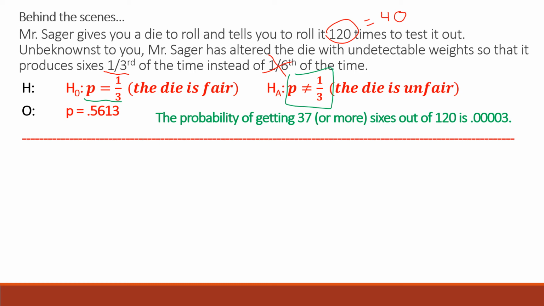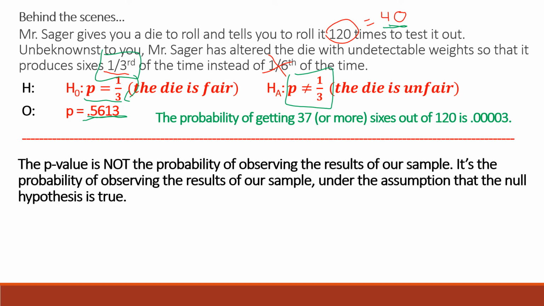So in other words, under the assumption that the die is fair, our results are incredibly unlikely. We would never see that many sixes. But under this new reality, the fact that I've changed the proportion of sixes from this die to 1/3, our results aren't unlikely at all. In fact, we would see them more than half the time. More than half the time we would get something that was as far from our expected value of 40 as 37 was. The p-value is not the probability of observing the results of our sample. It's the probability of observing the results of our sample under the assumption that the null hypothesis is true.